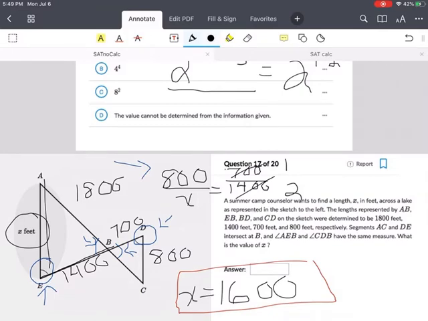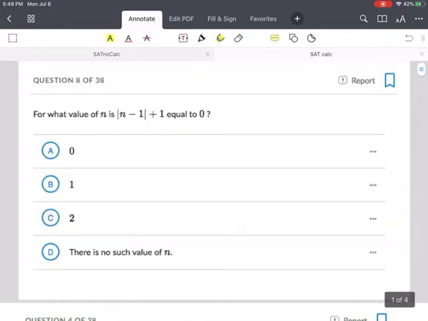So that's it for the no calc section. Moving on to the calc section. So again, we have 4 problems here, 3 multiple choice problems, and 1 open-ended question.